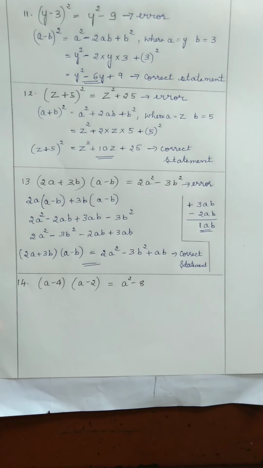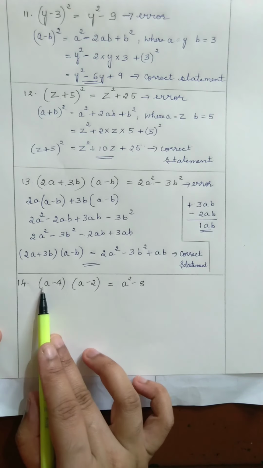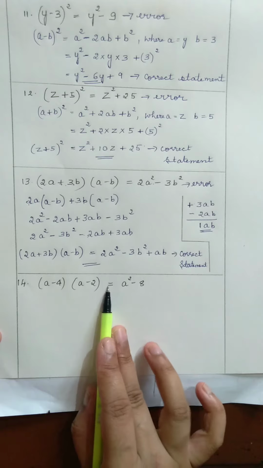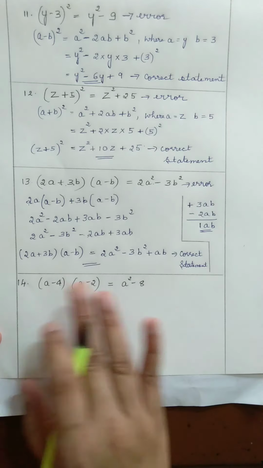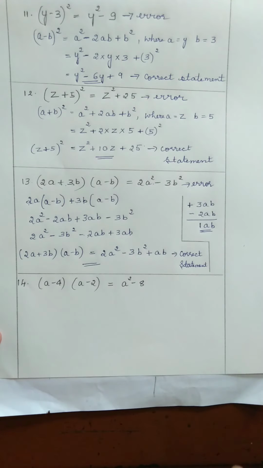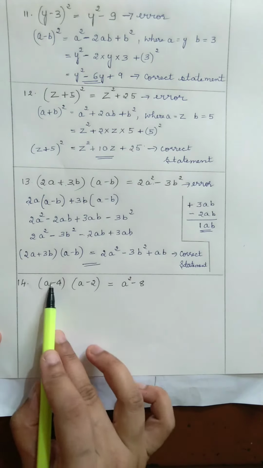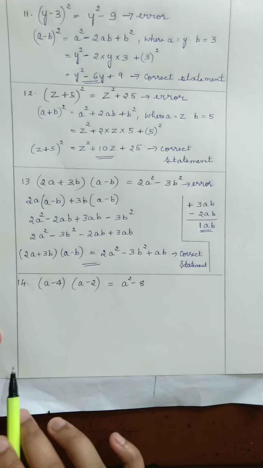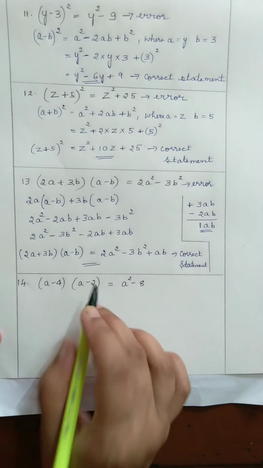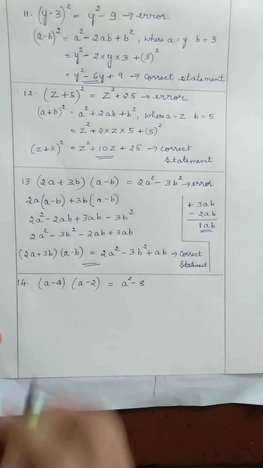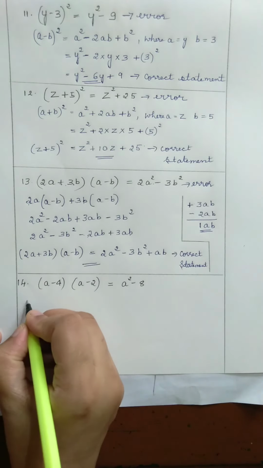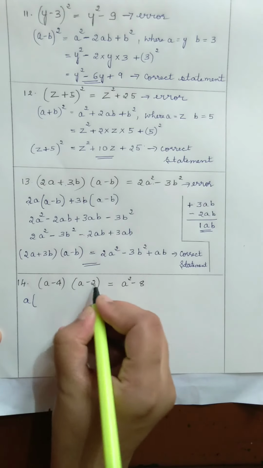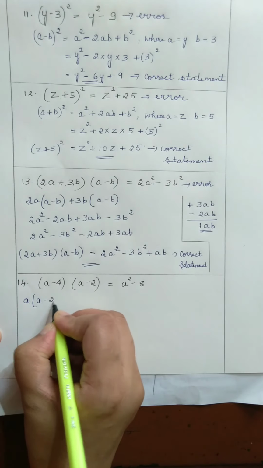Consider the 14th problem in which we have a minus 4 into a minus 2 is equal to a square minus 8. This is the same type of problem as 13. So again, we have to check whether this is correct or wrong. So again, here we have two expressions. From the first expression, take the first term, that is a, and multiply it to the second expression, a minus 2.